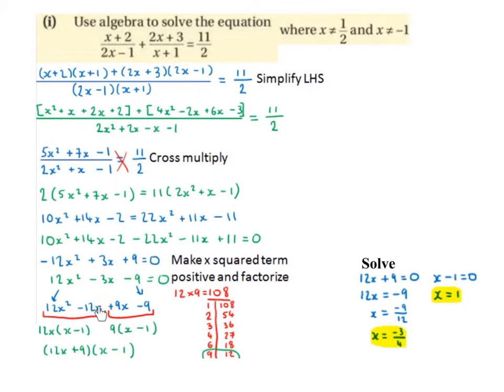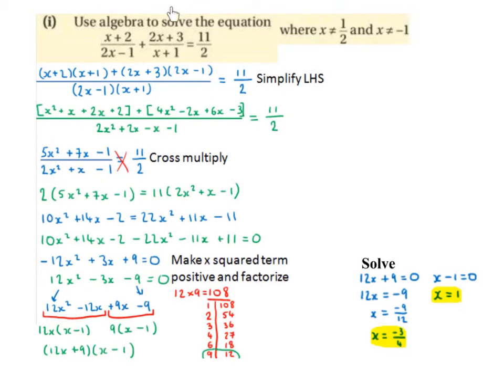Then we're going to factorize the first two terms. So we're going to get 12x times x minus 1. And then we're going to factorize the second two terms, and we're going to get 9 times x minus 1. We've got x minus 1 in both brackets, so that's one of our factors. And then 12x plus 9 is our other factor. So you get 12x plus 9 multiplied by x minus 1.